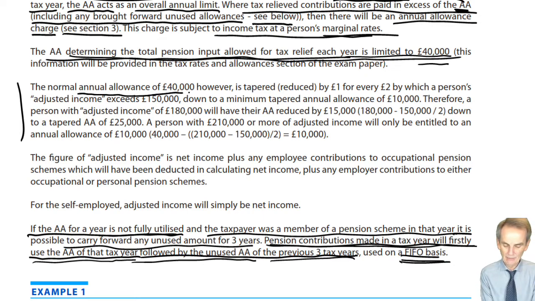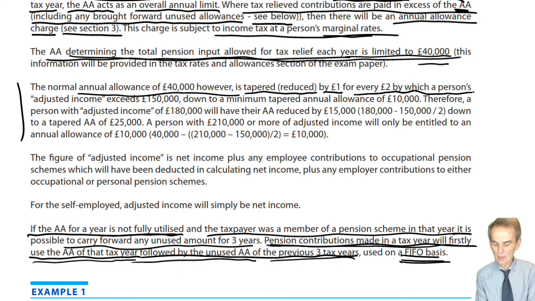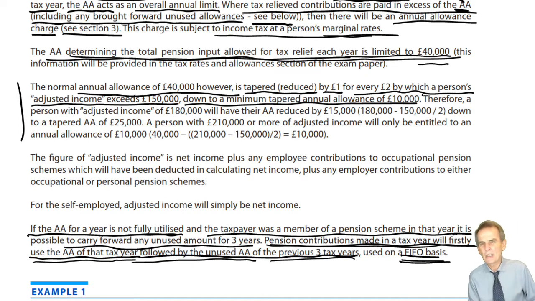The normal annual allowance of 40,000, however, is tapered, i.e. reduced. The reduction is £1 for every £2 by which a person's adjusted income exceeds £150,000. But it doesn't take that figure down from 40,000 to zero. It goes down to a minimum tapered annual allowance of £10,000. Now, you might recall back in Chapter 2, we saw an exercise that looked like this, where there was a reduction of £1 for every £2 worth of adjusted net income of the taxpayer. That was where we were establishing the limit and the restriction applied to personal allowances.